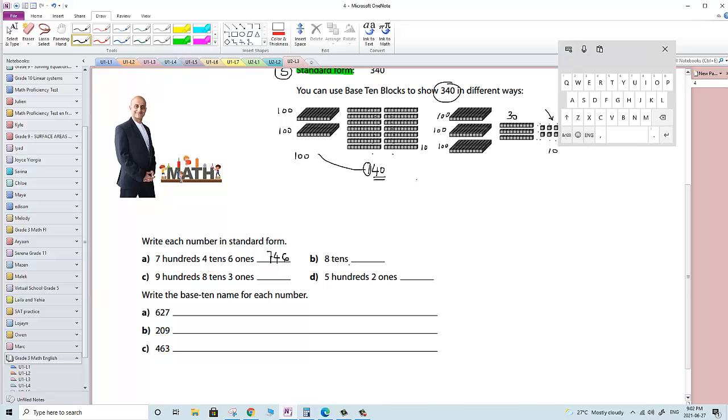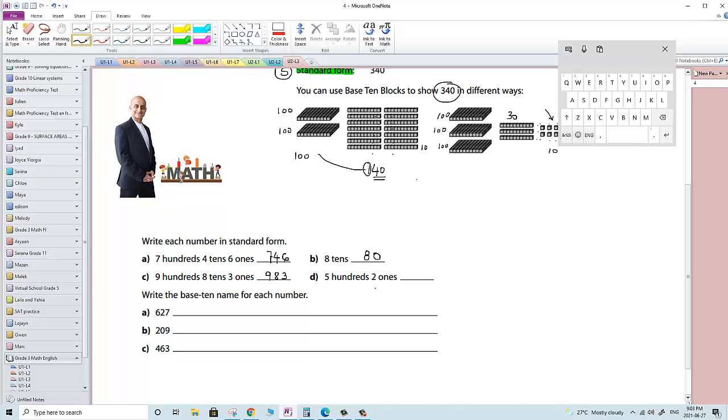8 tens. What is the meaning of 8 tens? That means I don't have ones, so 0. And after that, when I come to the tens, I have 8. So 8 tens becomes 80, because 8 times 10 equals 80. C. I have 900, 8 tens, 3 ones. I start with the ones, 3. After that, I move to the tens, the second column, 8. The third column, 900. 983. Perfect.